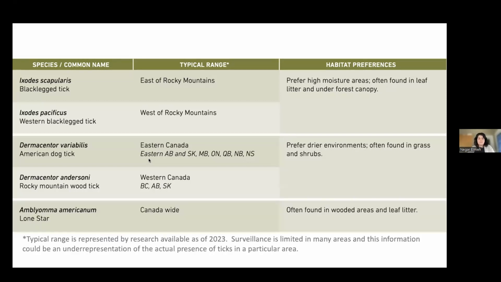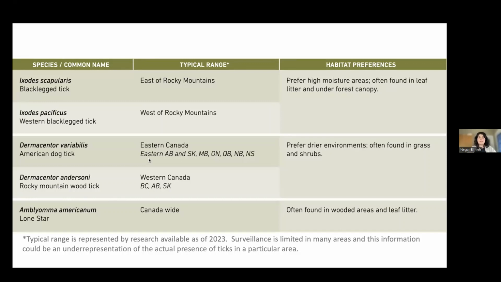And lastly, we have the Amblyomma americanum, the Lone Star tick, and this tick can be found Canada-wide, although it is predominantly concentrated in southern Ontario. And this tick also is found in wooded areas and leaf litter. So really a combination of environments is what we're seeing.